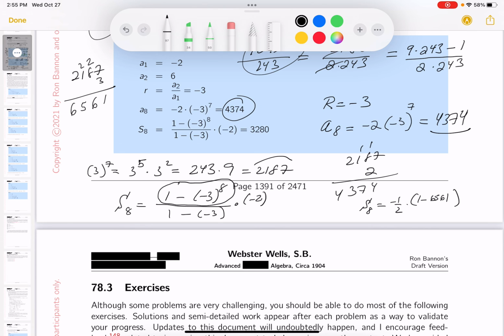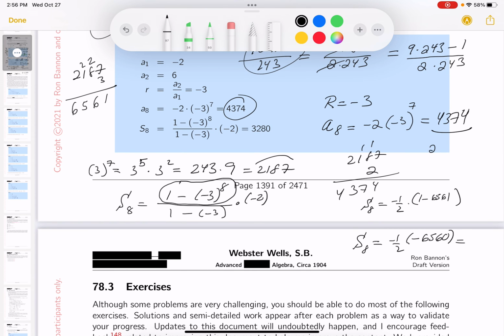All right, I've got to do the arithmetic now. S8 is going to be -1/2 times minus 6560. Well, that's a positive number, right? Let's do this over here. 2 into 6560. 3. And then you're going to get 6. 5 comes down. 2. You get a 4. 2 times 4. You get 1. 6. 8. 3280. All right, feel pretty good about that. Got them all. All right, so let's take a look at what we have to do next.